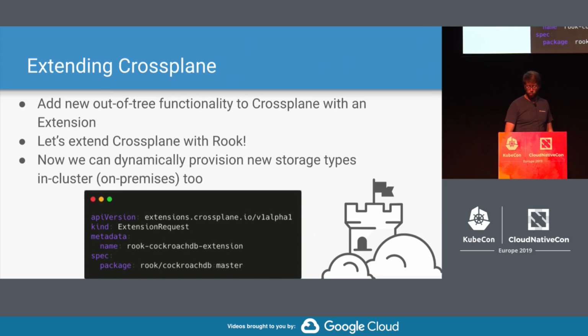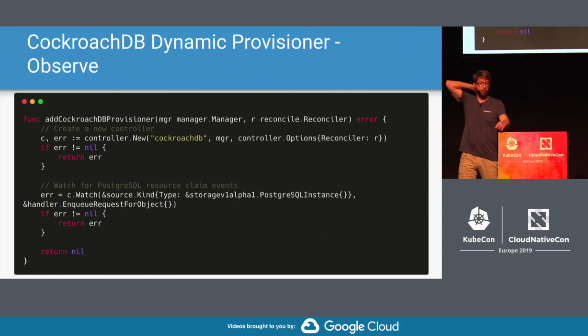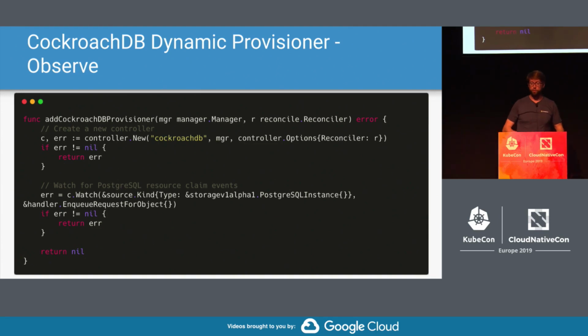All right, so what we're looking at here is just some YAML saying it's an extension request to please take the Crossplane multi-cloud control plane and extend it with Rook's Cockroach operator. So we are going to look at some of the details about that. CockroachDB, Rook has an operator for Cockroach. We're going to look at the 3 steps of a traditional operator: the observe, the analyze, and the act step. But this is for dynamic provisioning of Cockroach, which implements the Postgres protocol on the wire.